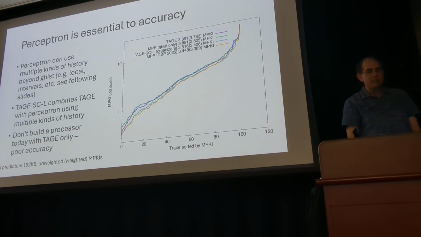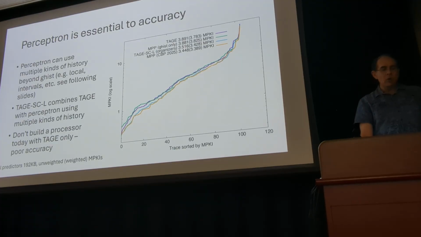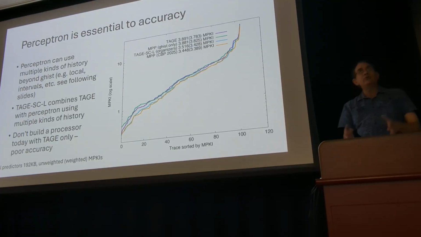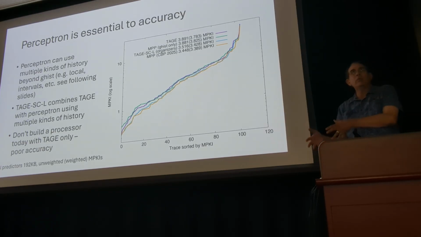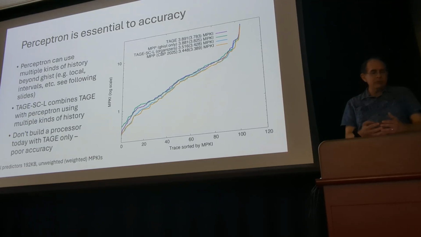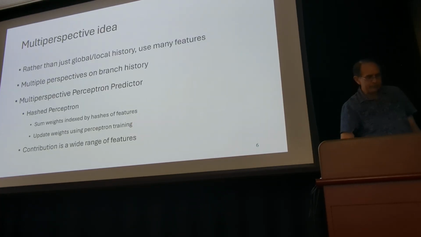Perceptron can use multiple kinds of history beyond global history: local history, and intervals, so rather than starting at 0, you can start at 4 or 16 or whatever. TAGE can't do that. TAGE-SC-L combines TAGE with perceptron using multiple kinds of history. Don't build a processor today with TAGE only, because you'll get poor accuracy. You need something else additionally, and perceptron is a good thing, and it's not hard to build.